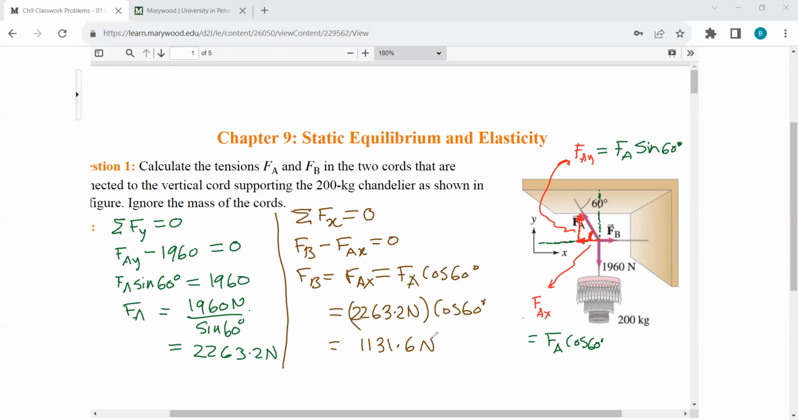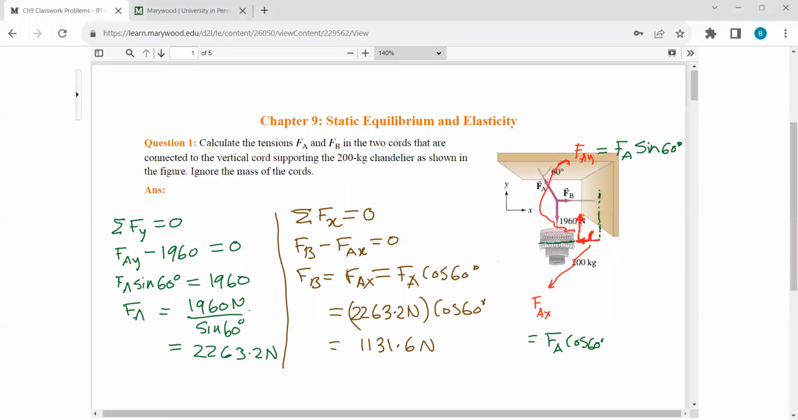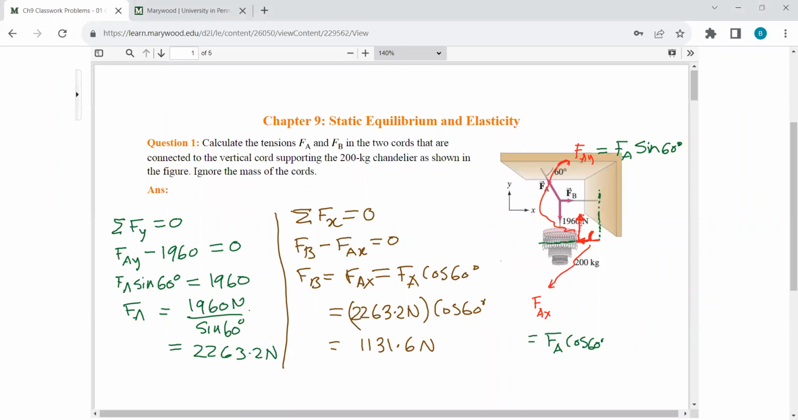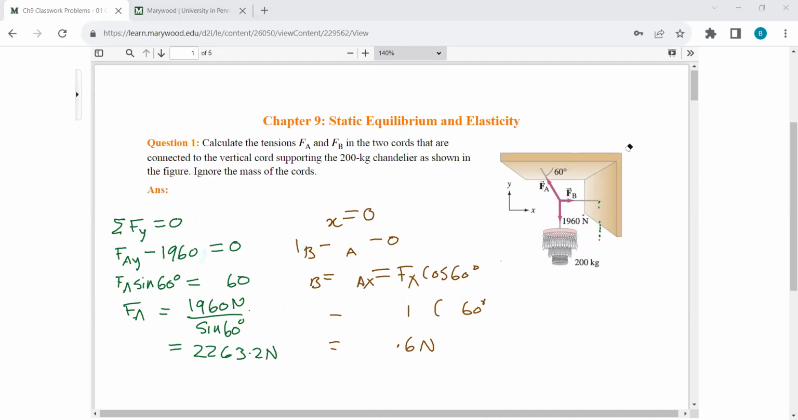Okay, so you see that here we can determine Fa and Fb by using just the force equation. We did not need to use the torque equation. Okay, all right, very good. Now let's move on. Let's try the next problem. Okay, so before that, let me erase these things and go to the next problem.